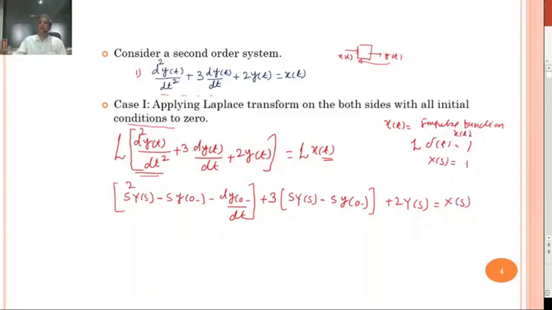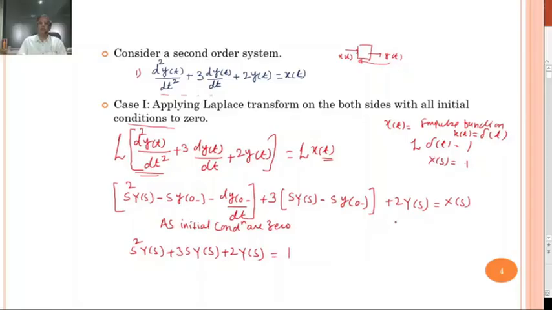X of t is del t, and as the initial conditions are 0, the second term and third term of this first bracket become 0, and for the second bracket, the second term becomes 0 as well. As the initial conditions are 0, we will write this as s y of s plus 3 s y of s plus 2 y of s, that equals 1, as x of s is 1.